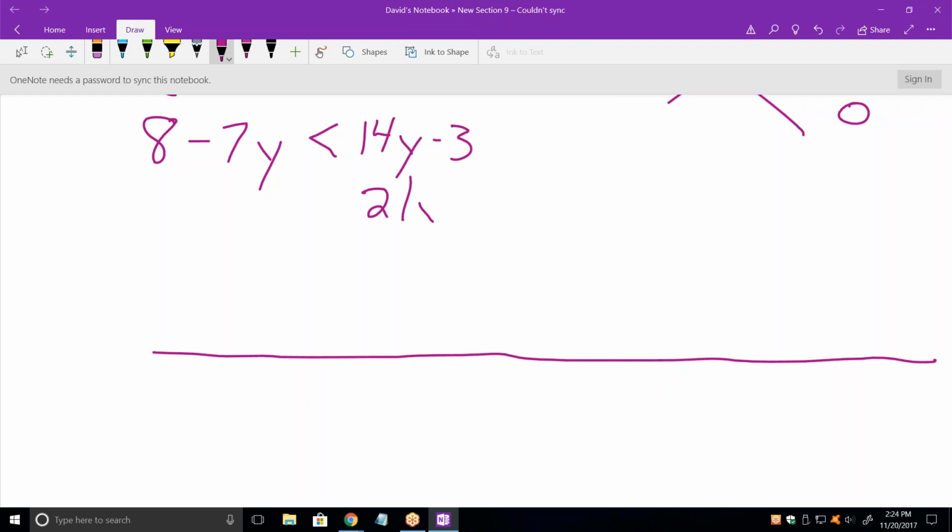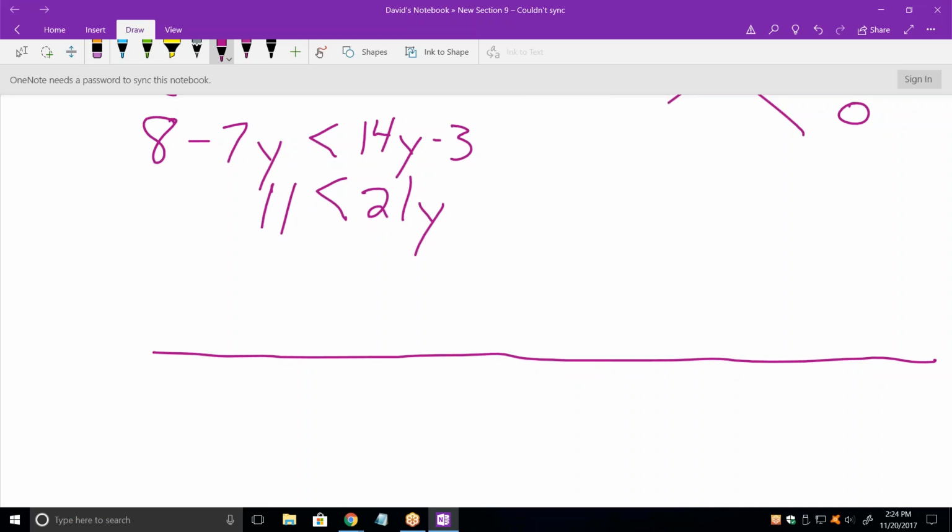Yep, that works. Remember that I only have to worry about the direction of the inequality when I'm multiplying or dividing by a negative number. In this case, I'm not. I added 7y. Even if I subtracted 7y, I would not have been multiplying or dividing.